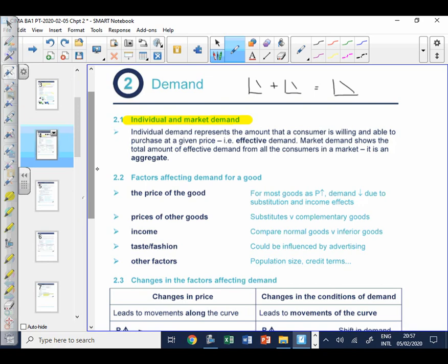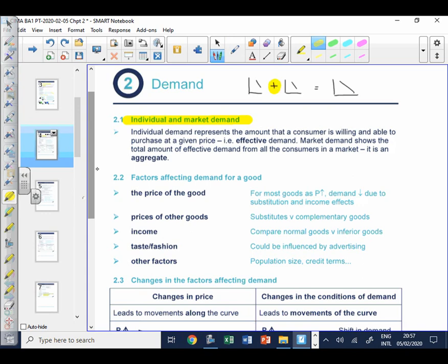All right, so the individual demand represents the amount that a consumer is willing and able to purchase at a given price. We call that effective demand. Market demand shows the total amount of the effective demand of all the customers or consumers in a market, and that is what we call the aggregate. Aggregate is when you add them together.